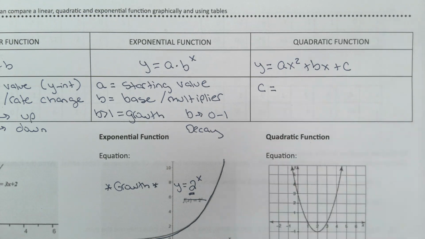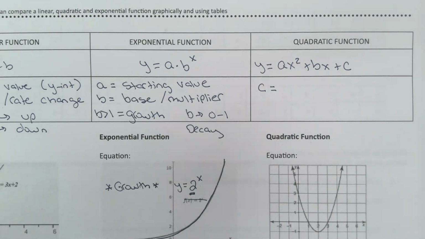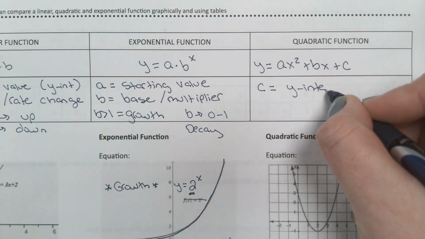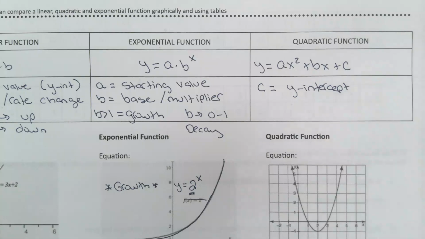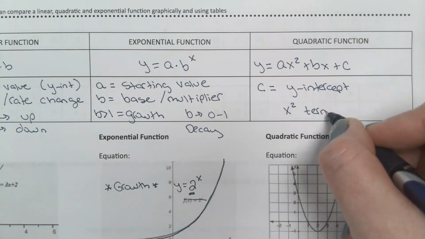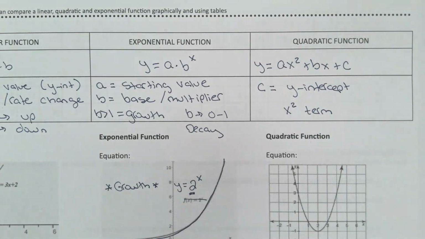Where does the c show up on a graph? That is the y-intercept. And how are you going to know? I don't know, because there's an x squared term. I don't have a ton to say about the quadratic.